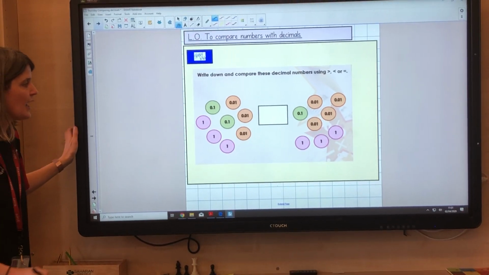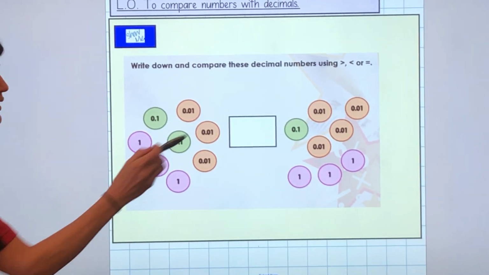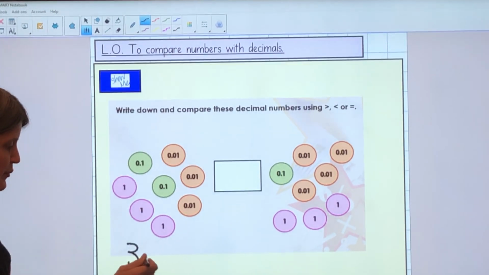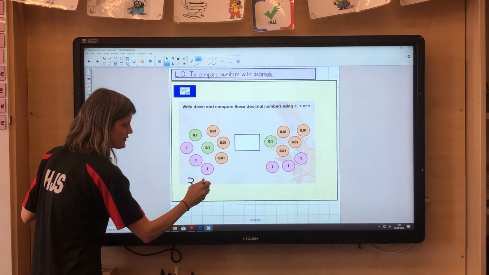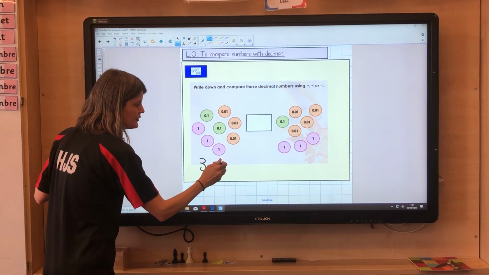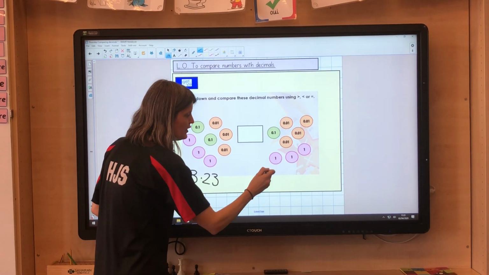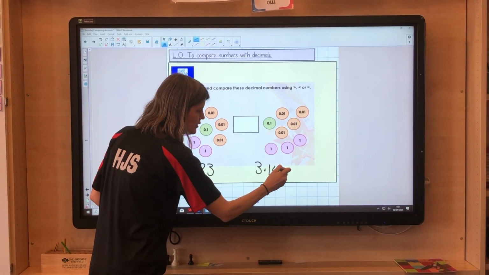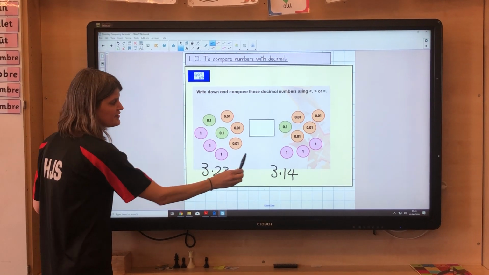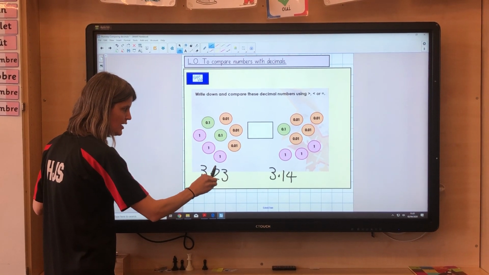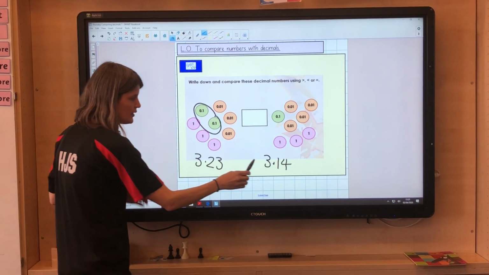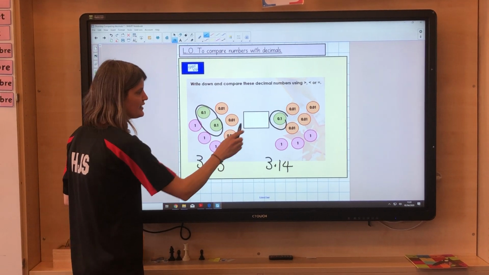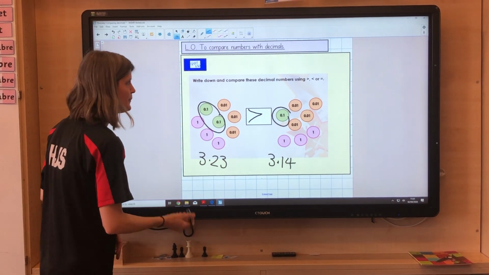Okay, here's one for you to have a go at. Pause when you're ready, and you need to make sure you work out what the number is, and write it down, both sides, and then decide which symbol you need to use. So I've got 3 ones, put my decimal point in. I've got 2 tenths, 3 hundredths. And on this side, 3 ones, put my decimal point in, 1 tenth, and 4 hundredths. To compare them, they've both got the same number of ones. So I need to go to the next place value. This one has got 2 tenths. This number has only got 1 tenth. So this number is bigger, is greater. 3.23 is greater than 3.14.